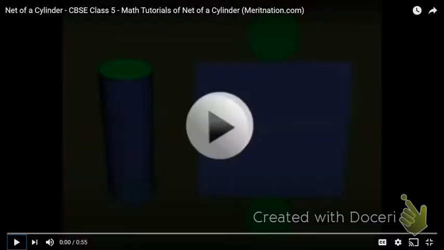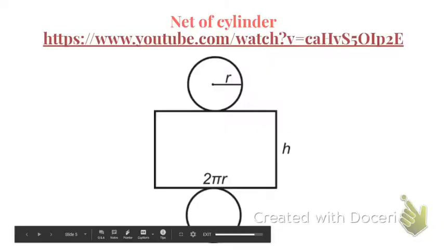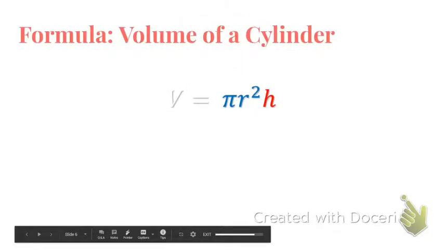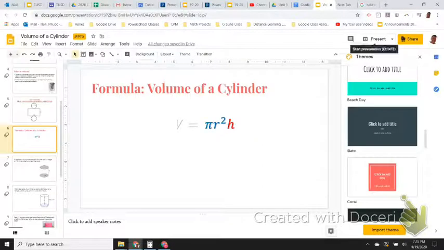All right. So it's a very good illustration of how the formula for the volume of a cylinder is found. For some reason this slideshow is not fully loading. Give me a minute here.